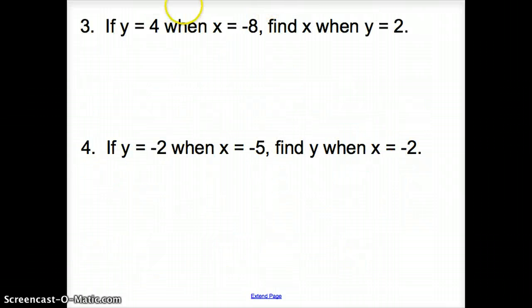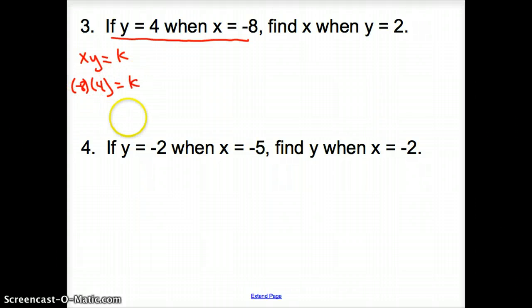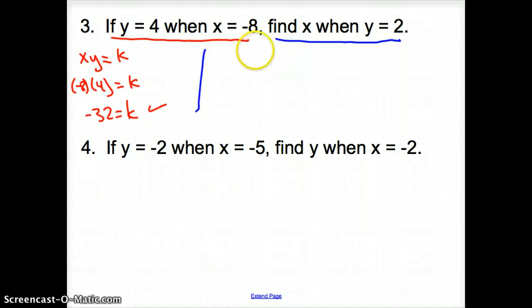Let's try a couple more like this. Again, we're going to be given x and y. We can just plug them into x times y equals k. So y is 4, x is a negative 8. That's going to equal k. K is now negative 32. Once we find that, now we move on to our equation. We move on to the second part where we write our equation. Y equals, our k is negative 32, and that's going to go over x.